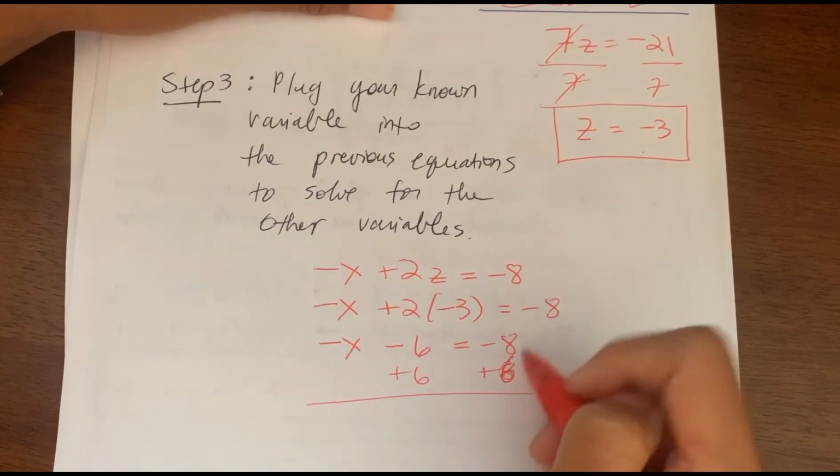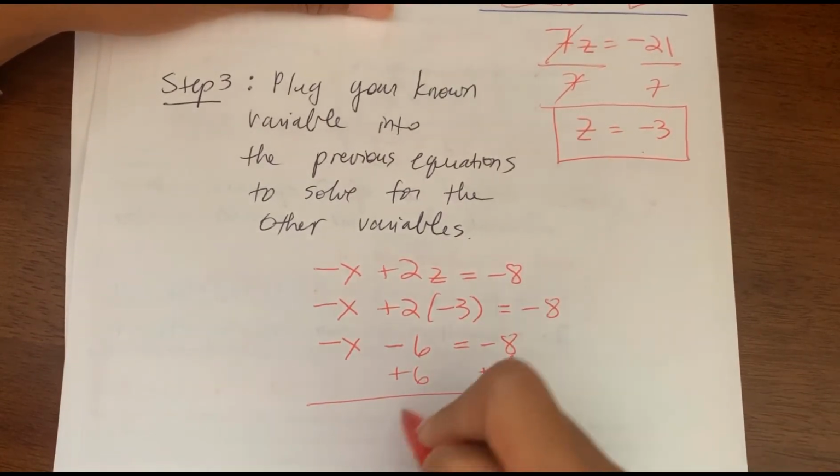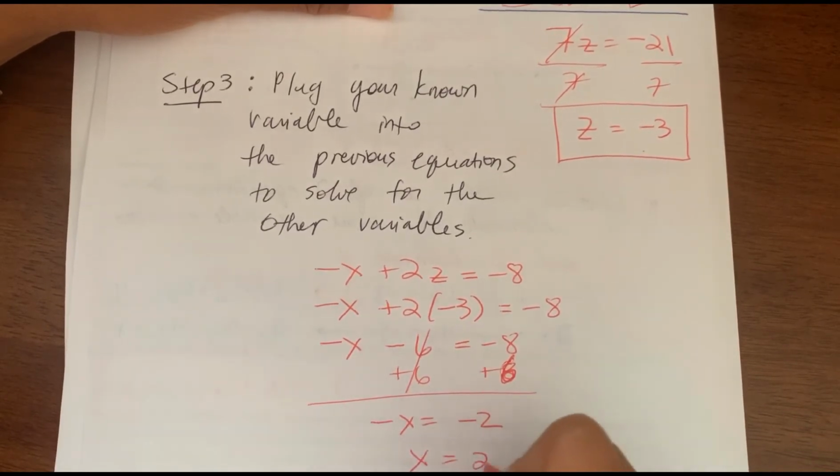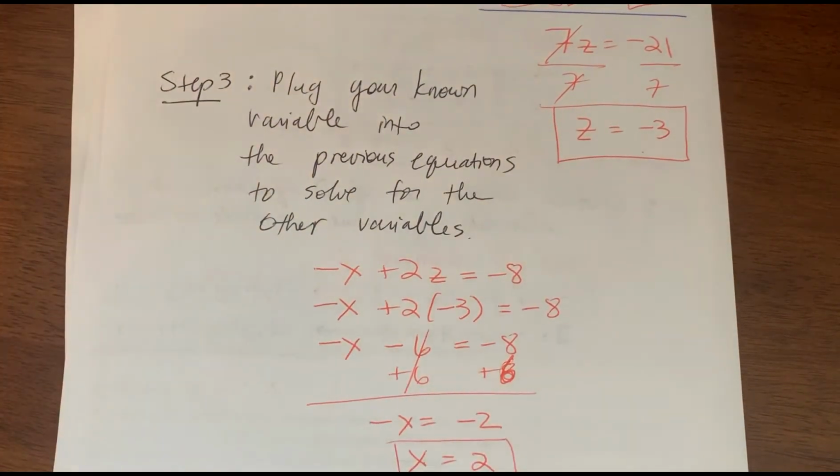See, I wrote an 8 by mistake, so I need to always double check. So I get negative x is equal to negative 2, so x is equal to positive 2 when you divide both sides by negative 1. So x is equal to positive 2.